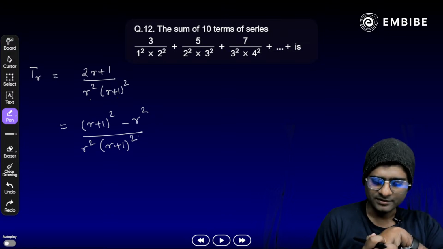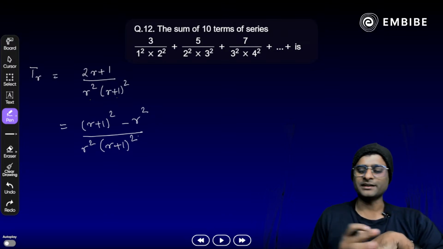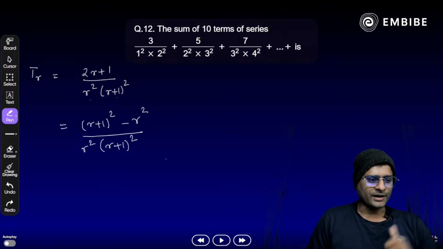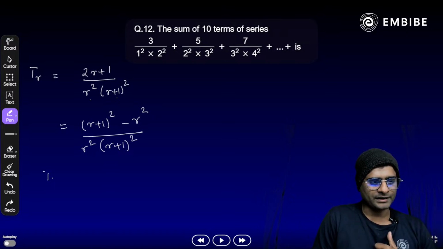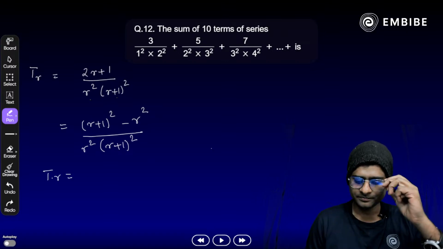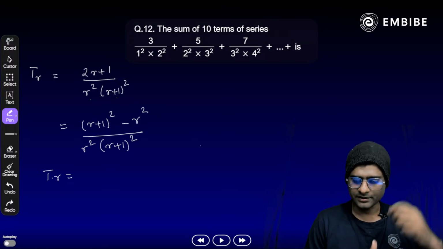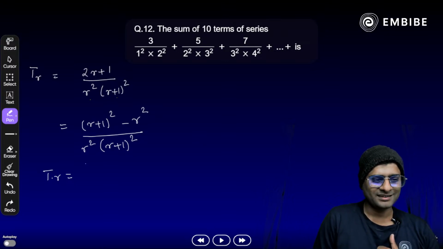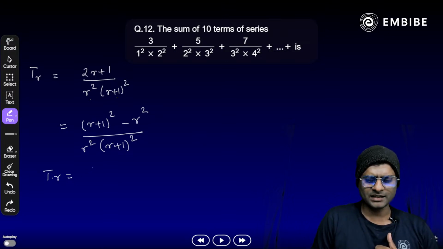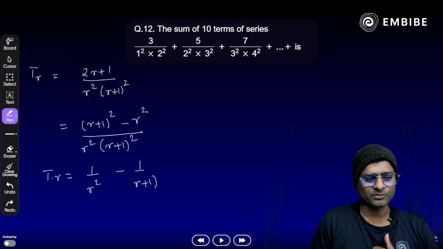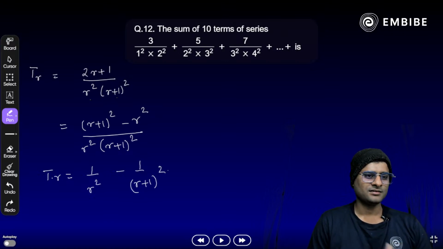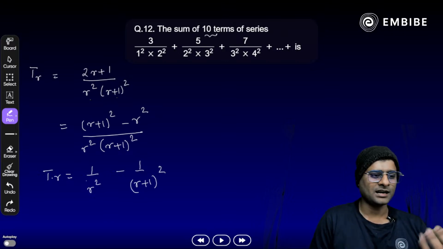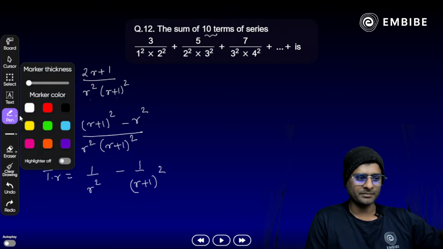2r plus 1, yes, this is in the numerator. That is correct. Now try to simplify again. What do we get here? The r term is 1 by r square minus 1 by (r plus 1) square. Again, how much sum do we have to find? Of 10 terms. You have the r term, the general term, here.